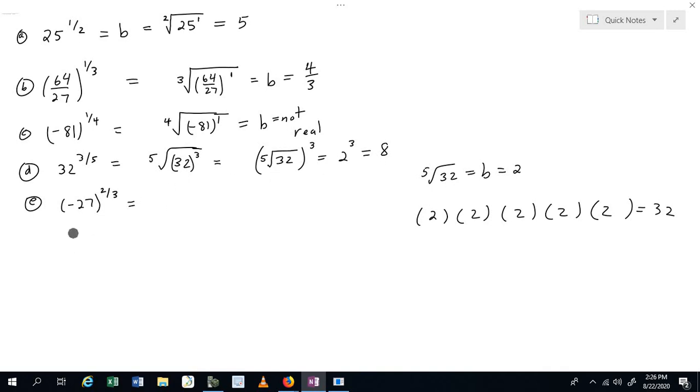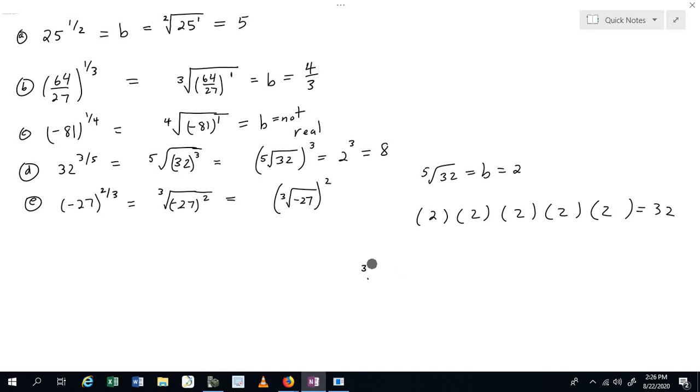All right, last one. This means the cube root of negative 27, squared. But again, I think it would be better to change the order here, because when I square 27, I'm going to get a really large number. So let's do this in the other order. Let's take the cube root of negative 27 first, and then square that number. Remember, the order in which you do this doesn't matter. You'll get the same number either way.